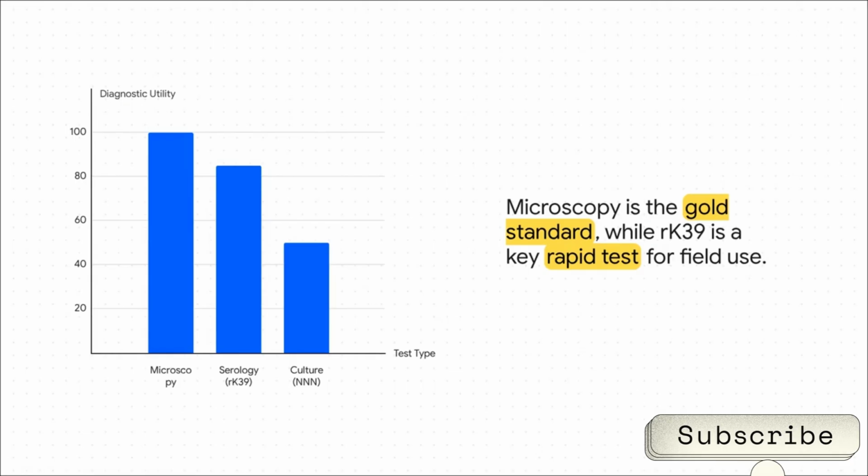Now, seeing the parasite is the gold standard, but we have other tools in our toolkit. Serology, especially the rapid rK39 test, is super common. It's a quick and easy way to screen people out in the field. And then there's culture, using something called NNN medium. This isn't for a fast diagnosis, it's more for when you need to figure out the exact species of Leishmania or test for drug resistance.